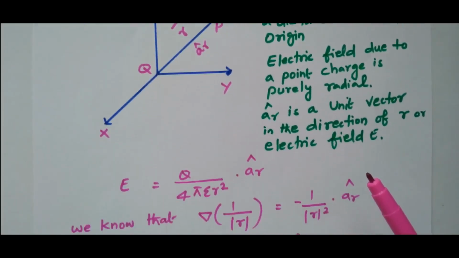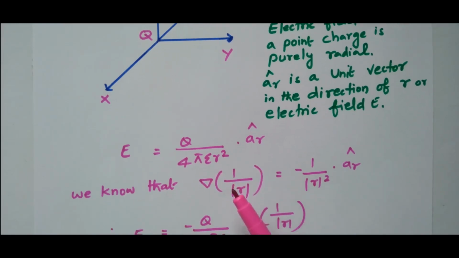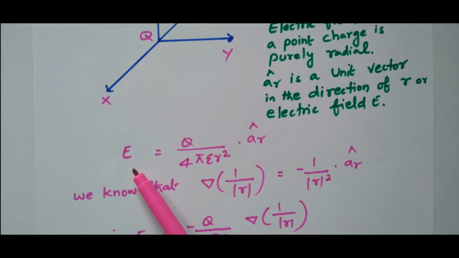Let's see the formula for this. So E equals Q divided by 4 pi epsilon r square into AR cap. Electric field intensity is a general formula: Q divided by 4 pi epsilon r square.